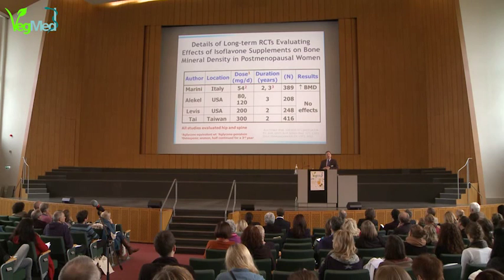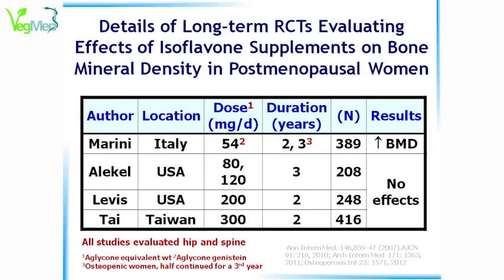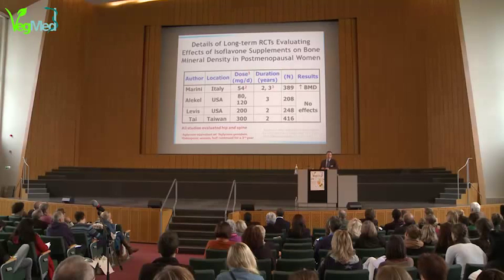Two studies in the United States and one in Taiwan. You can see the amount of isoflavones that the subjects consumed. Remember that average intake in Japan is about 30 to 50 milligrams per day. So these were very high amounts of isoflavones. The number of participants in each trial is shown in the fifth column, and then you see the results.